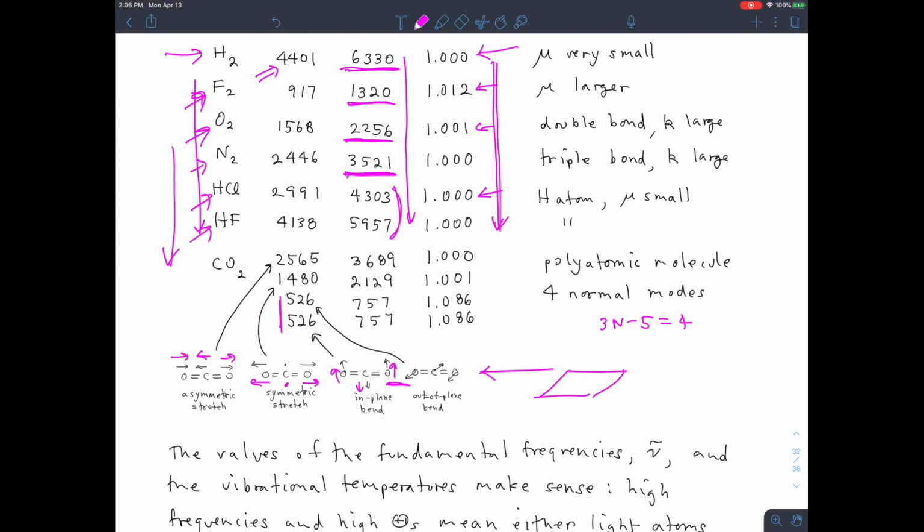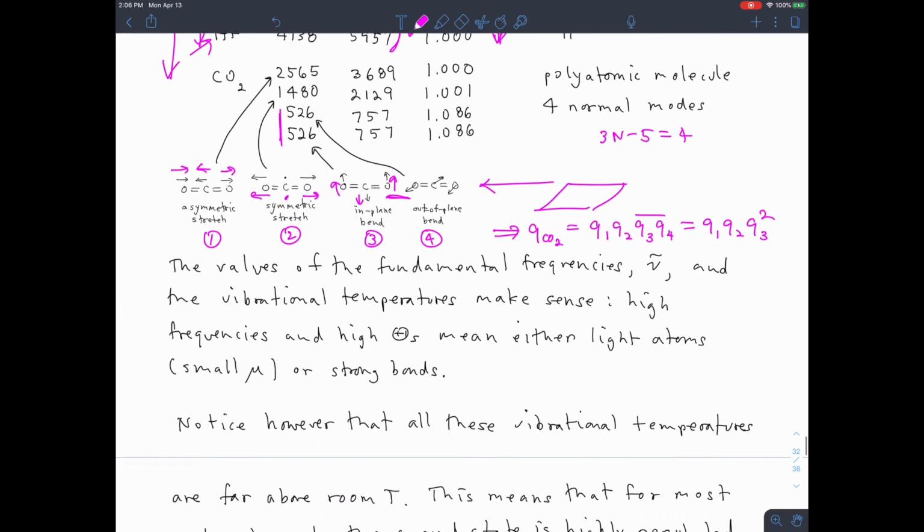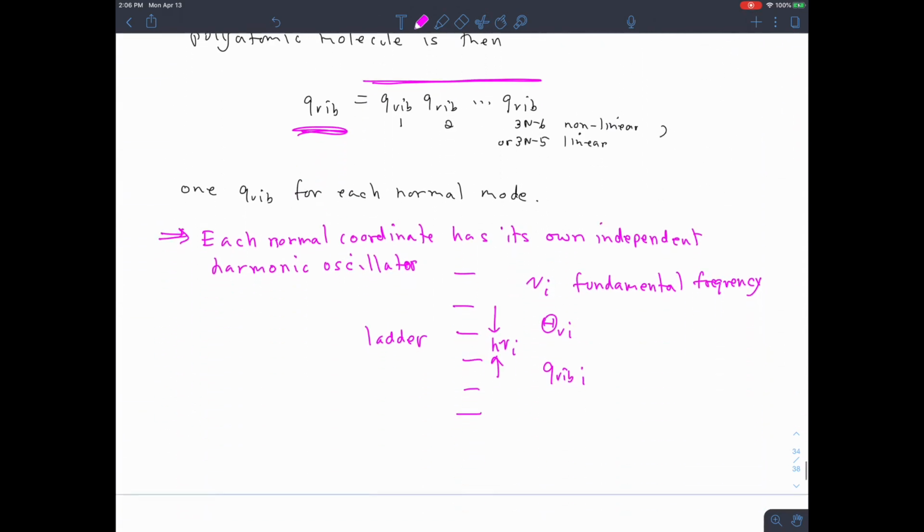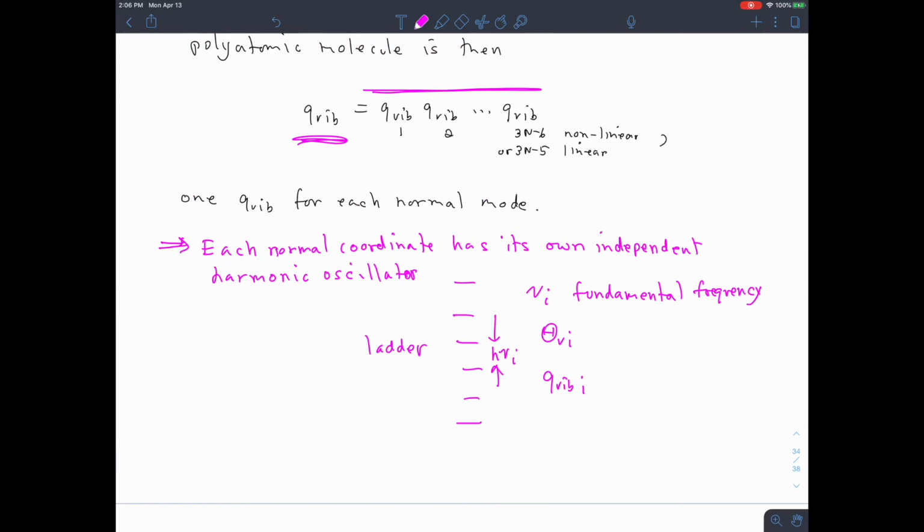And the overall partition function then for CO2 will be, let's call this 1, this 2, this 3, and this 4, Q1 times Q2 times Q3 times Q4, but Q3 and Q4 are the same, so it's Q1, Q2, Q3 squared that will be the overall partition function for CO2. All right, that's it for vibrations. Next time we'll talk about the electronic partition function.